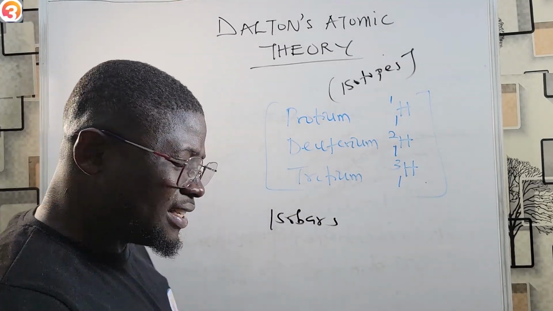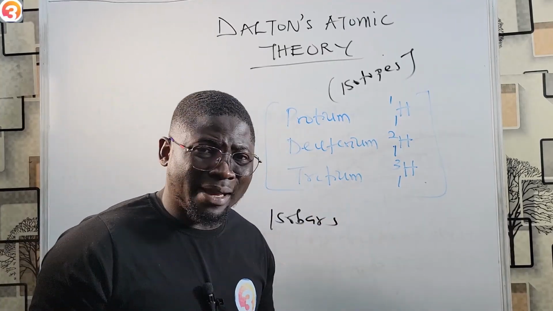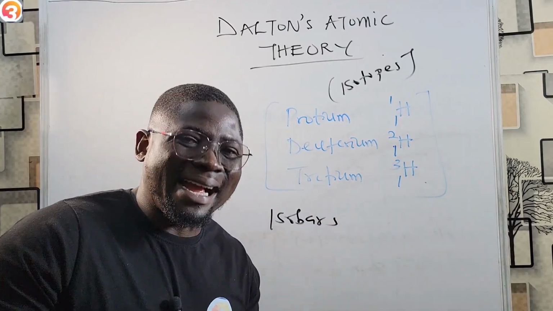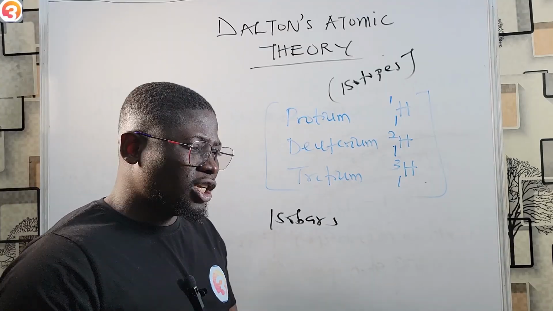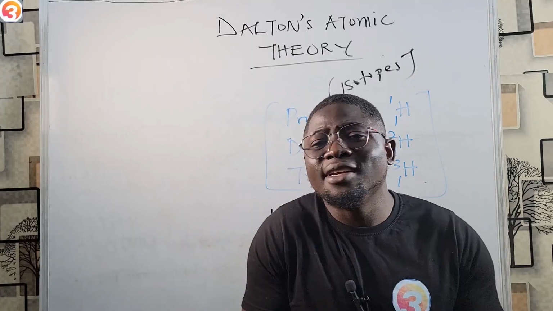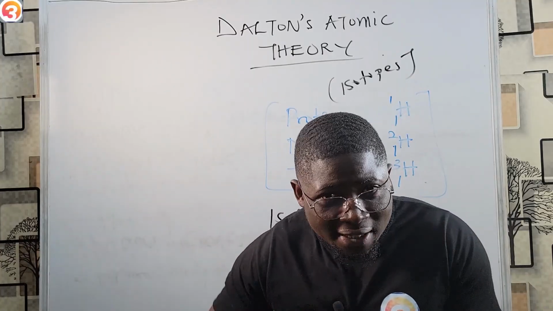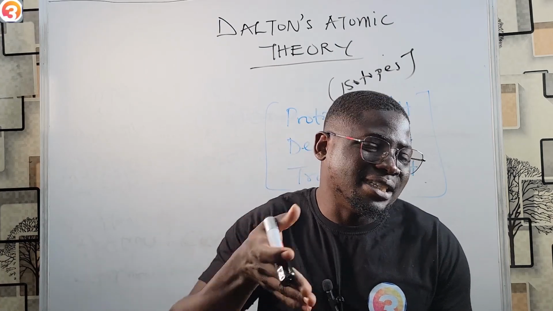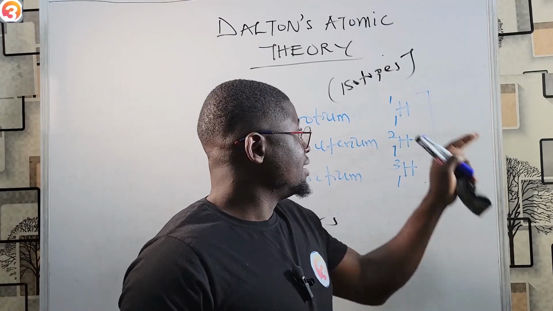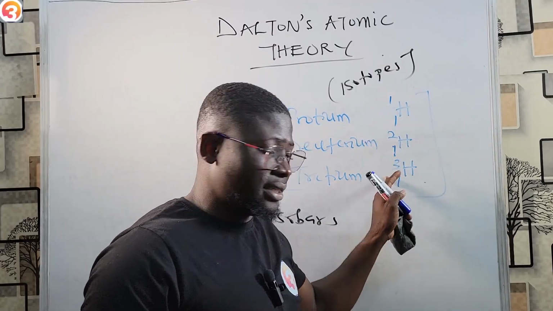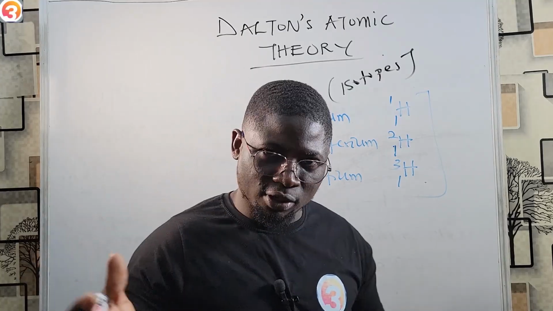So isobarism is a phenomenon whereby different elements have the same mass. So it's possible for two or three elements to have the same mass but different atomic numbers. In the case of isotopy, we have the same atomic number but different masses. Here we have different atomic numbers but the same mass.